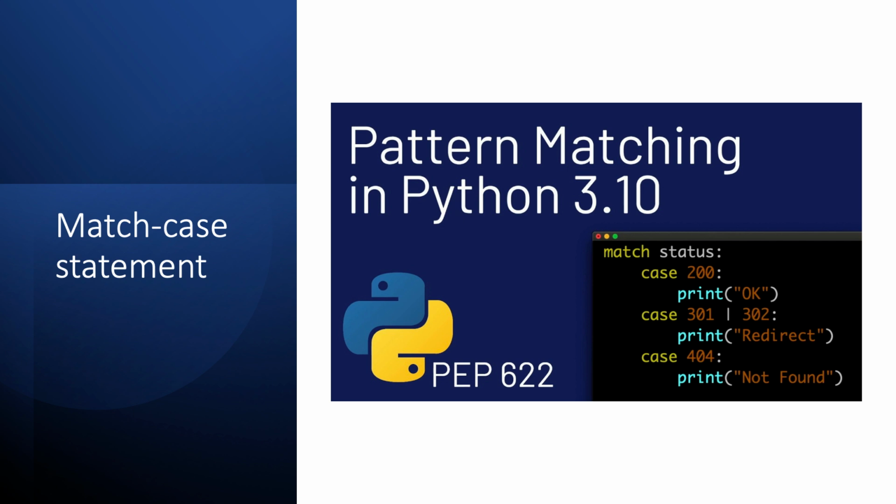We then have multiple case clauses that check for specific values for this variable. Also notice in the second case statement how we use the pipe operator to match multiple values in a single case. This basically says that if we match a case that is of a value 301 or 302, then we execute the indented code just below it.